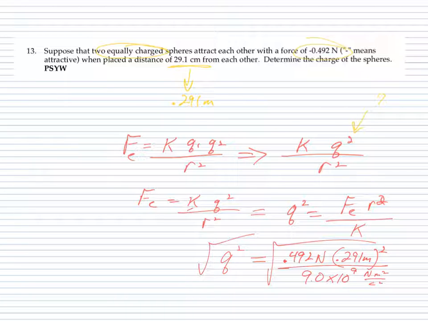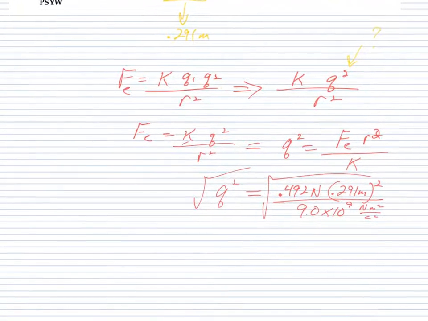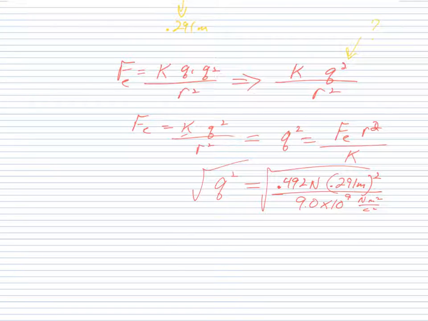So let's throw this thing into our calculator. Follow along with me: 0.492, I'm going to multiply that by 0.291, but be sure to square it. And then divide by 9, EE 9. And I get some craziness, and then you go square root of the answer, and I'm going to get 2.151 times 10 to the negative 6, and that would be coulombs.